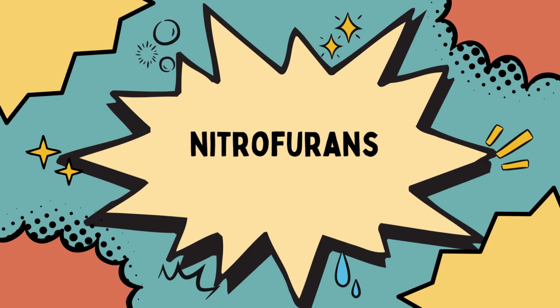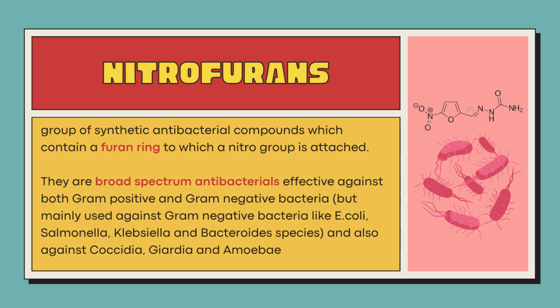Moving on to nitrofurans, these are a group of synthetic antibacterial compounds which contain a furan ring to which a nitro group is attached. The 5-nitro group is essential for their antibacterial action. They are broad-spectrum antibacterials effective against both gram-positive and gram-negative bacteria, but mainly used against gram-negative bacteria like E. coli, Salmonella, Klebsiella, and Bacteroides species, and also against Coccidia, Giardia, and Amoebae.